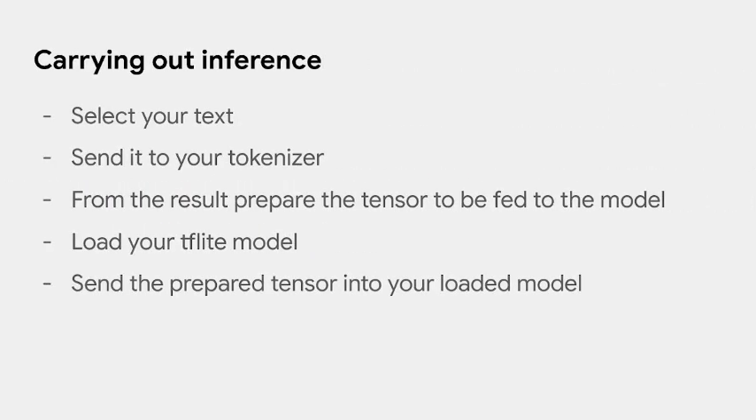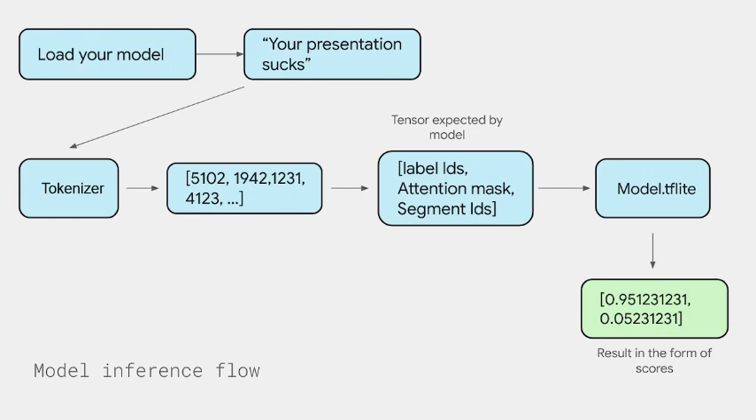And these are the steps you can follow for inference. You select your text and send it to your tokenizer. From the result, prepare the tensor to be fed to the model. Load your TF Lite model and send the prepared tensor into your loaded model. From this, you are going to have a response from the model. Anyway, to summarize this, I know it sounds complicated, so I have some diagrams so you can try to follow along.